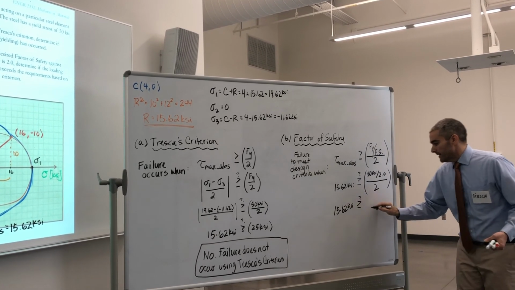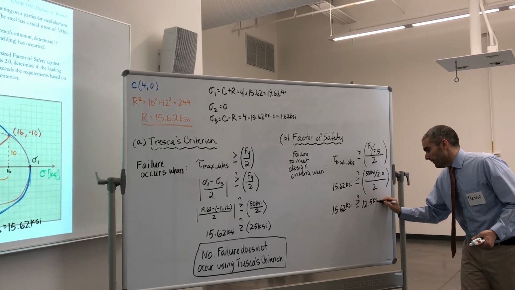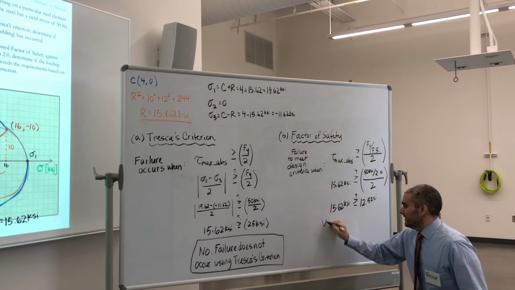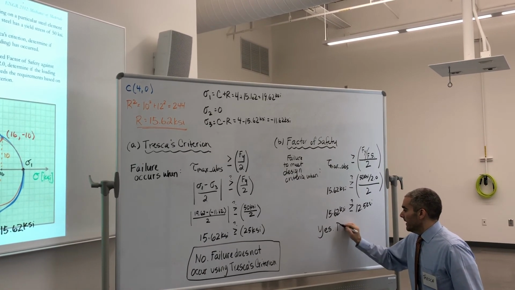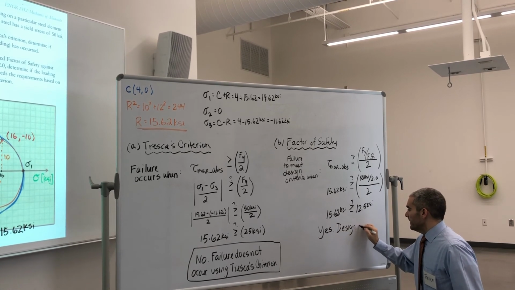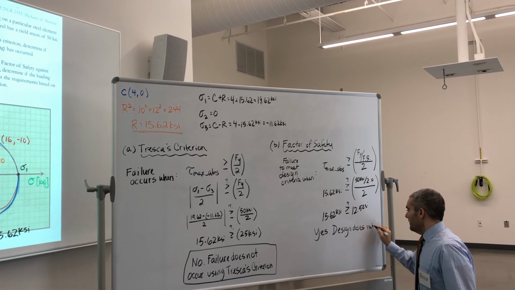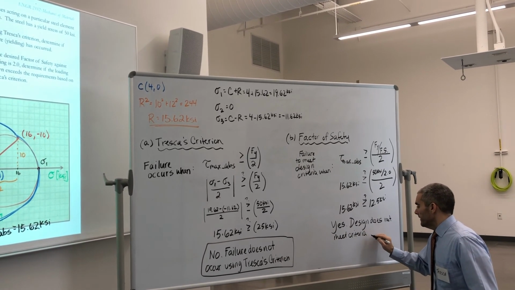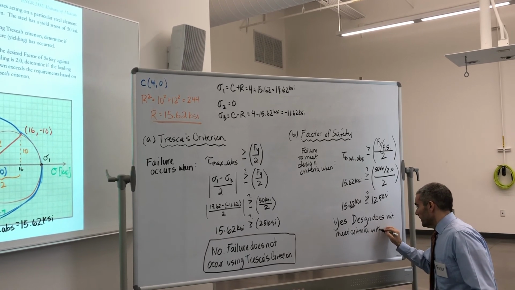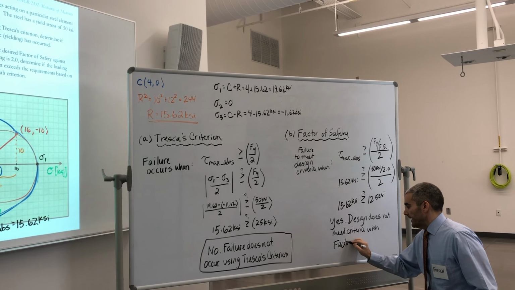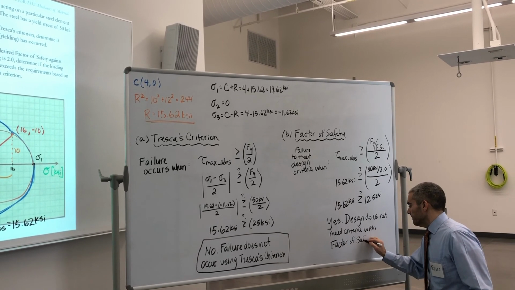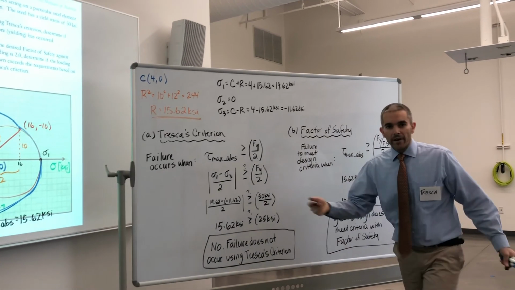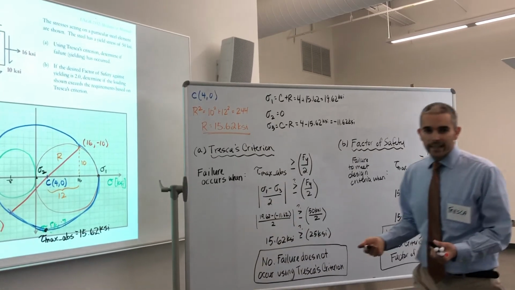So is 15.62 greater than 12.5? Yes. So in this case, I would say our design does not meet criteria with our factor of safety. Or you could say failure would occur, or failure to meet the design criteria.